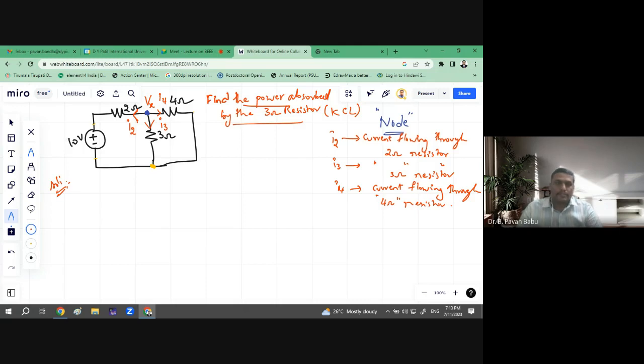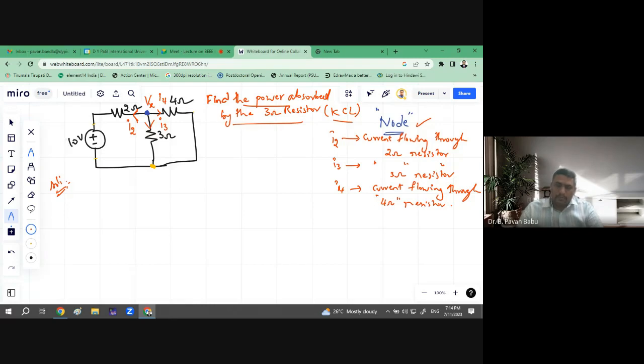Okay, so first thing is we have identified the node. There is a single node for this circuit and we need to know the currents. Because we need to apply KCL, we want to know what are the incoming currents and what are the outgoing currents. In the circuit they did not mention the direction of current, so I have considered all those currents as outgoing currents. That is up to you. You may consider something as incoming and something as outgoing, since we don't know the actual direction.